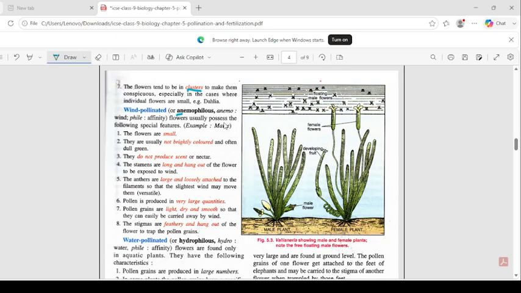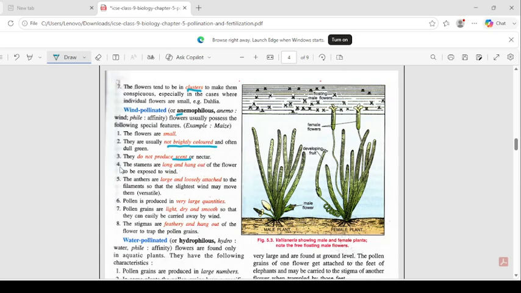So obviously all dull colored flowers have anemophily, as you have seen in the case of rice, maize, corn. You must have seen light colored styles hanging out of the corn cob. So flowers should be small. They do not need any bright color. They should not have any kind of fragrance or smell, and they will not have any nectar also.